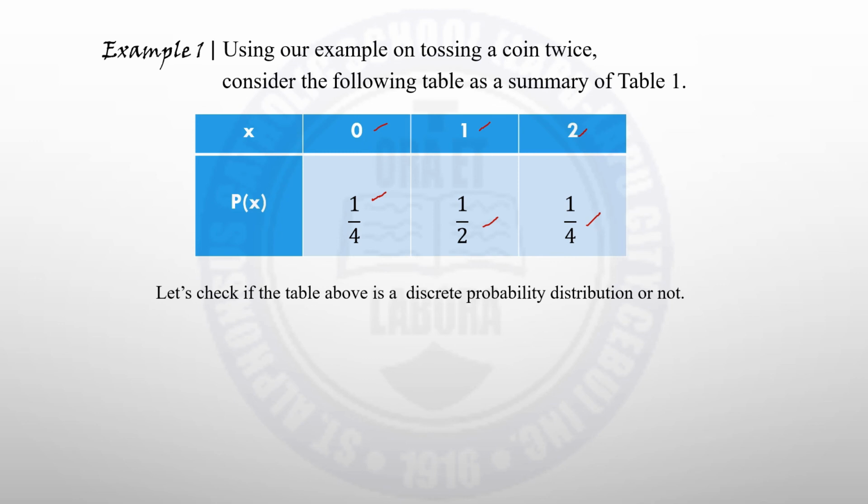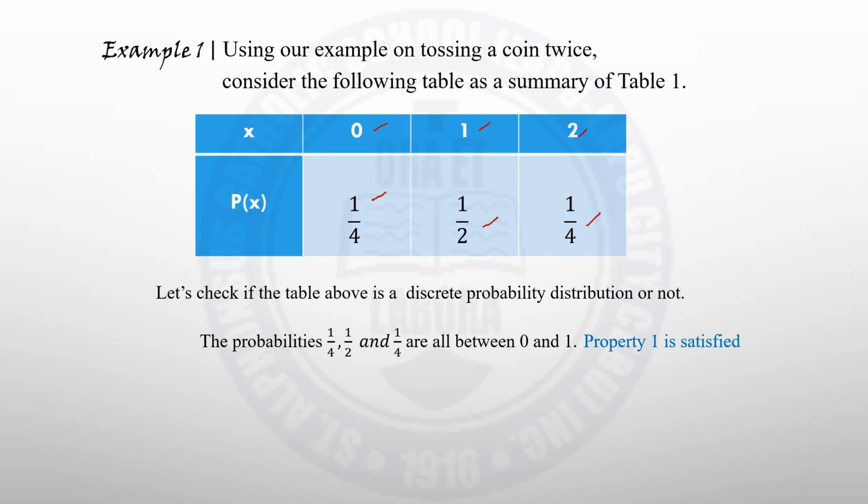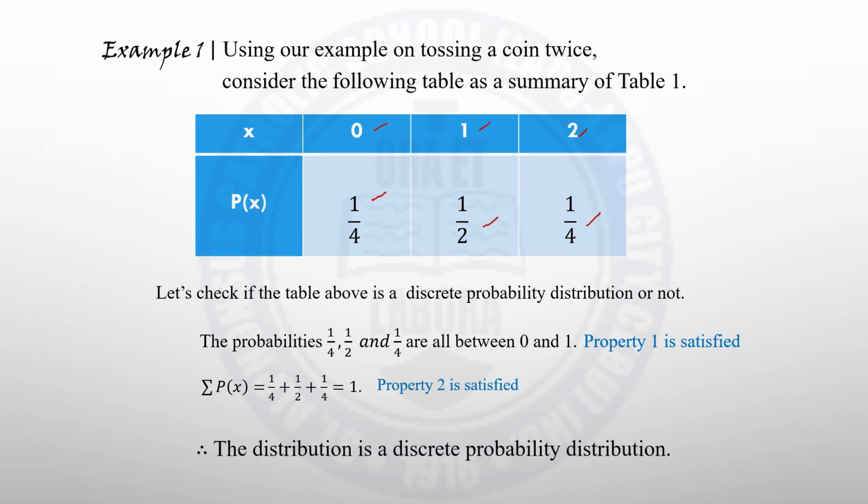Let's check if the table above is a discrete probability distribution or not. So, the probabilities 1/4, 1/2, and 1/4 are all between 0 and 1. So, the first property is satisfied. Next, the summation of the probabilities is equal to 1/4 plus 1/2 plus 1/4, and the answer is equal to 1. So, the second property is still satisfied. Therefore, the distribution is a discrete probability distribution.